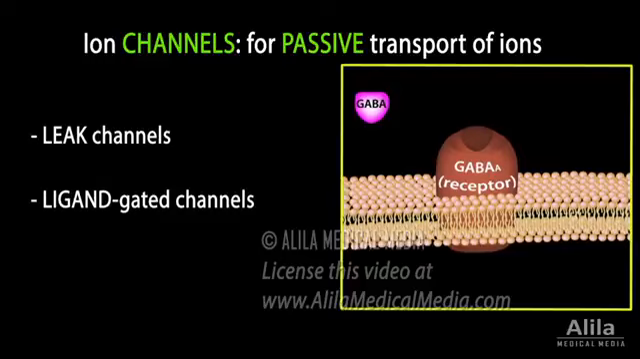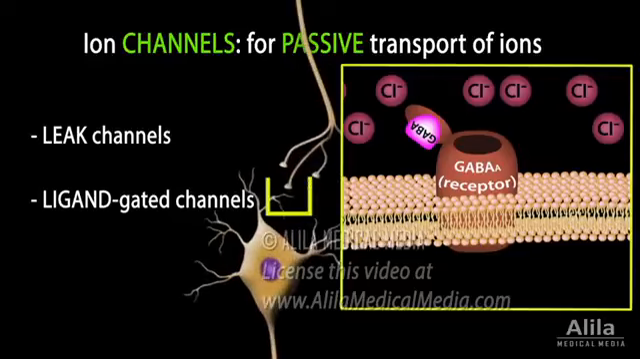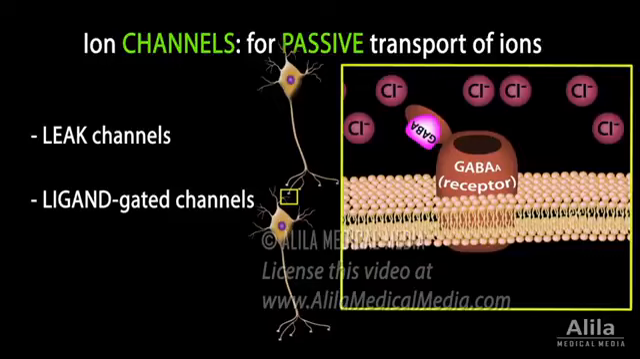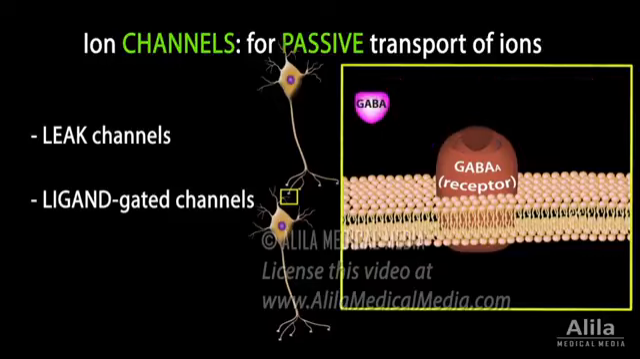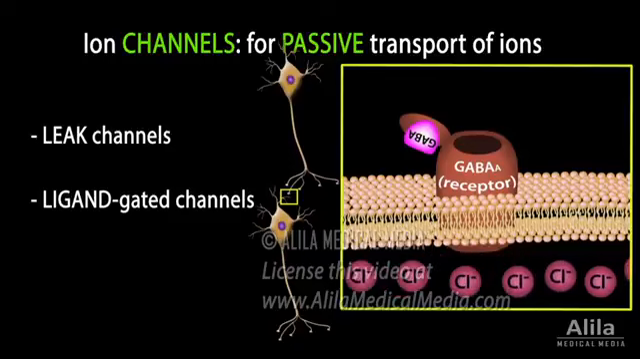Ligand-gated ion channels. These channels open upon binding of a ligand. They are most commonly found at synapses, where neurons communicate via chemical messages, or neurotransmitters. An example is the GABA receptor, a chloride channel located on postsynaptic neurons. It opens upon binding to GABA, a neurotransmitter released by the presynaptic neuron, and allows chloride ions to flow into the cell.